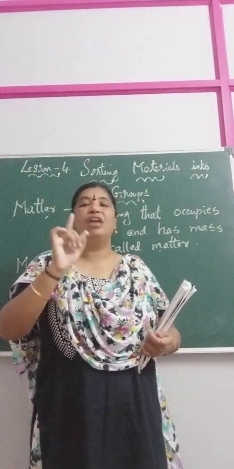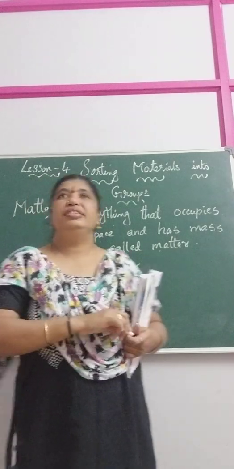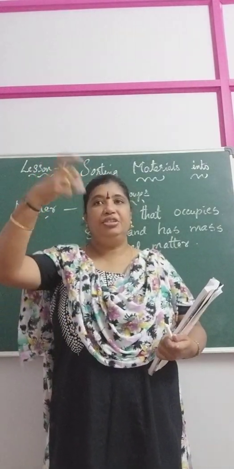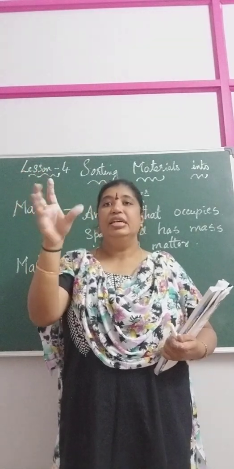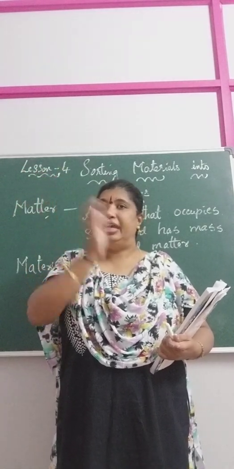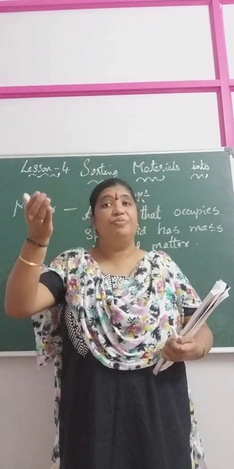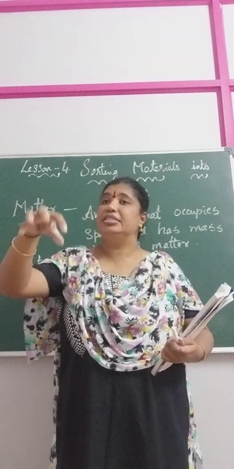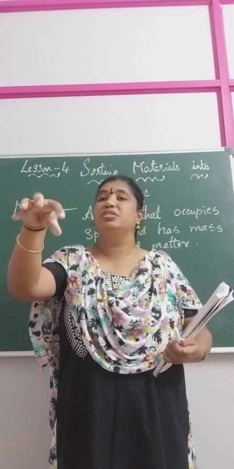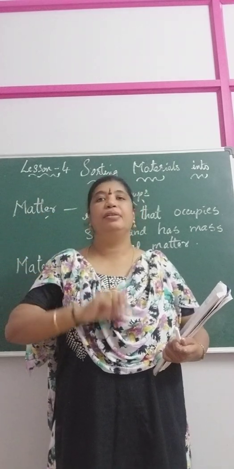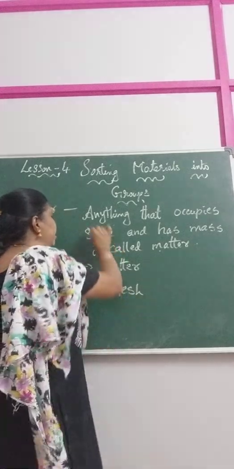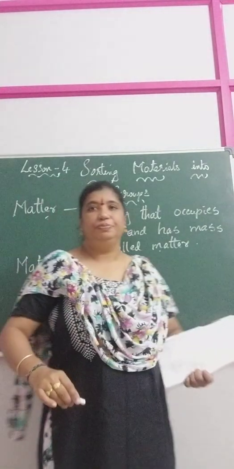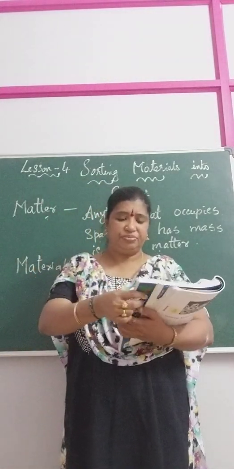Clear, children? Now, flesh. For example, outside the chicken bones, there is flesh which covers the bones. You can take that flesh out. That flesh has some weight and it also has some volume. It will occupy some space. So even flesh can be considered as matter. Is this clear, children?